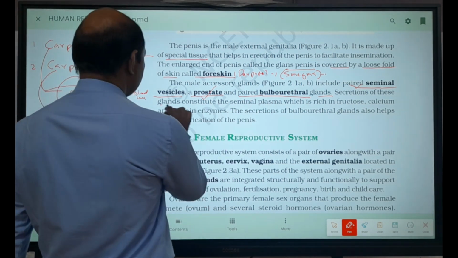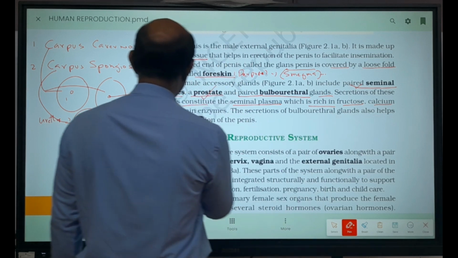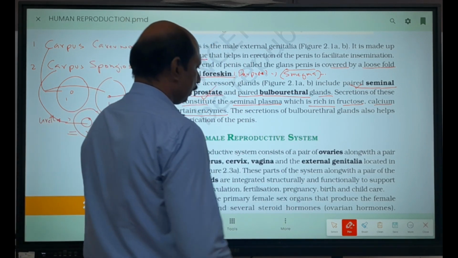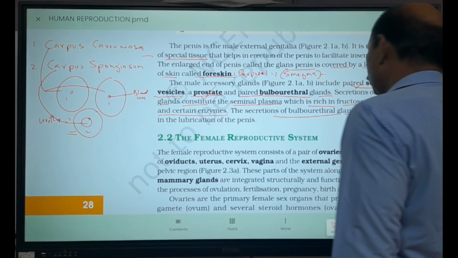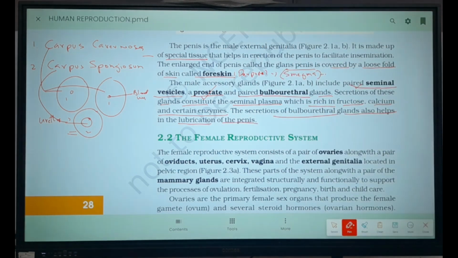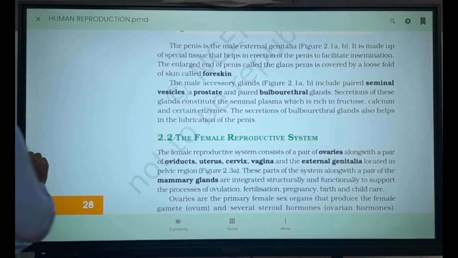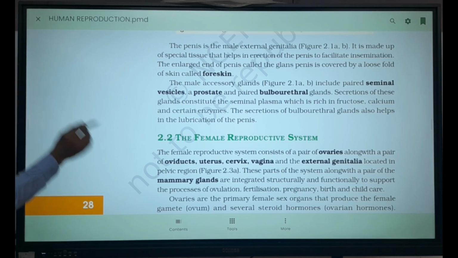The secretion of these glands constitutes the seminal plasma, which is rich in fructose, calcium and certain enzymes. The secretion of the bulbourethral gland also helps in the lubrication of the penis, right? So these are the glands which are present. Okay, we will see these glands. Here you can see three types of gland. First one is given here.